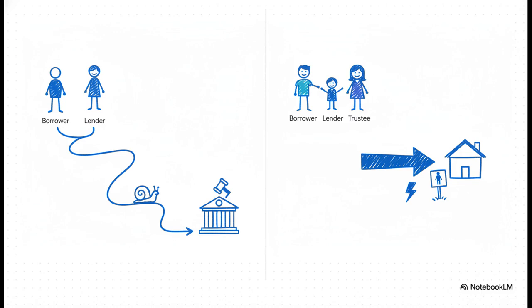This is why that third party is such a big deal. With a regular mortgage, if there's a foreclosure, it has to go through the court system, and that can take a long, long time. But with a trust deed, that trustee has something called the power of sale. That means they can often foreclose without ever stepping foot in a courtroom, which makes the whole process way faster.